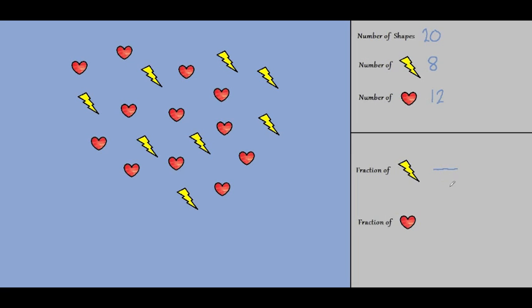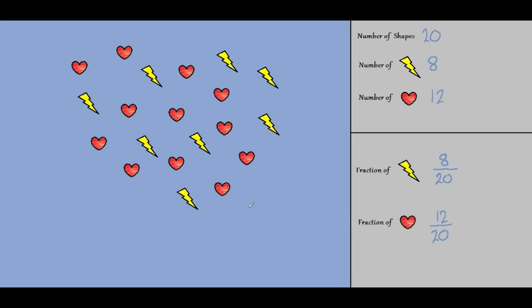The number on the bottom, the denominator, tells you how many shapes there are in total. So there are 20 shapes. And 8 out of the 20 were lightning bolts. Same thing for the hearts. 20 shapes altogether. 12 of the 20 were love hearts.